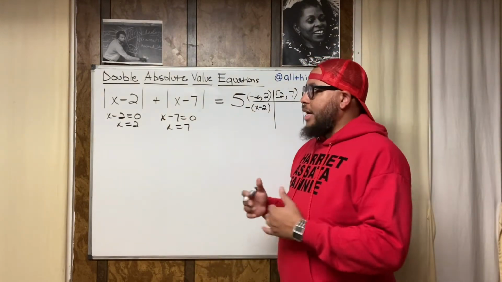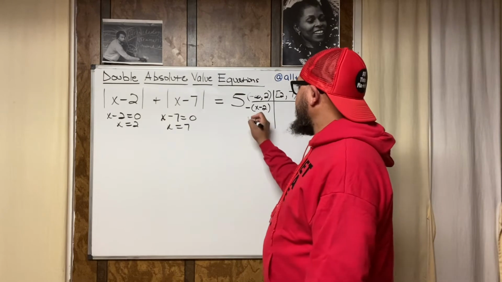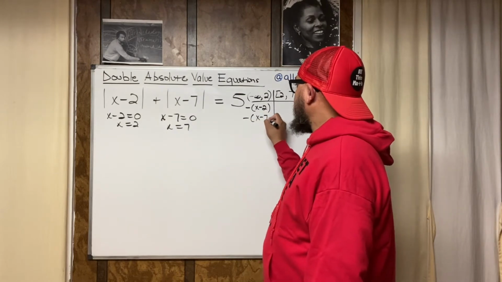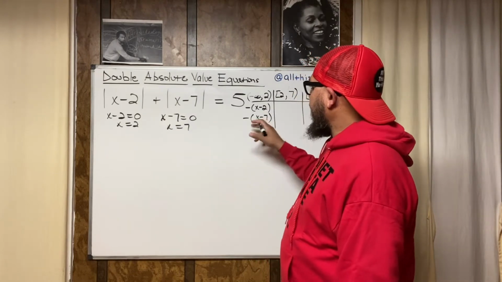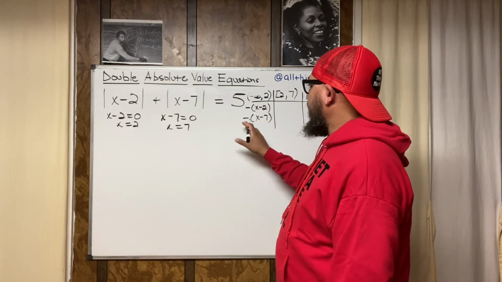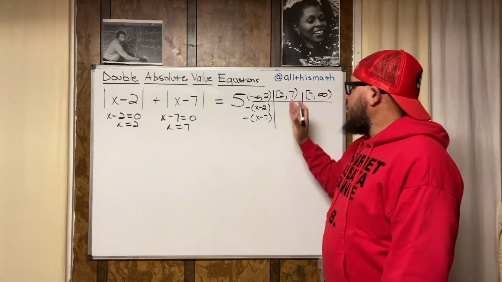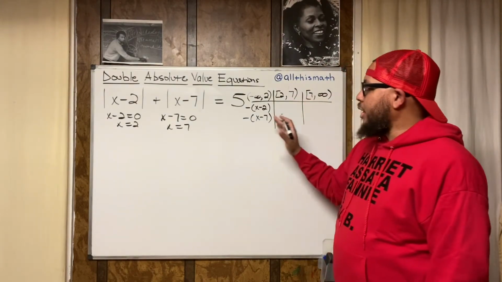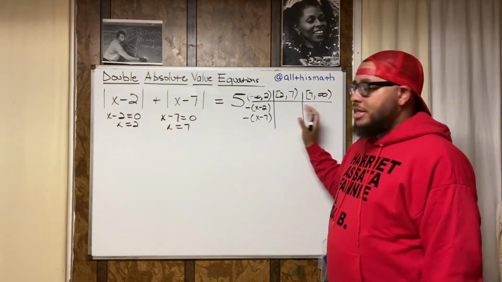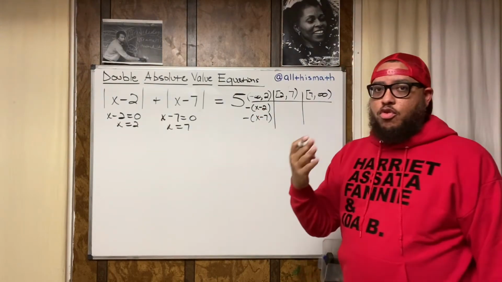So that means because I got a negative, I'm going to use the negative quantity x minus 7. All right? So I got negative quantity x minus 2 and negative quantity x minus 7. Now I got to do the same thing for this interval and this interval. I got to do this a total of 6 times. I've done it twice, so I got to do it 4 more times.